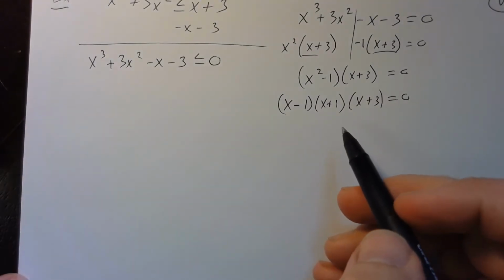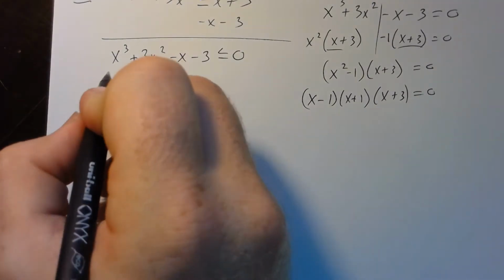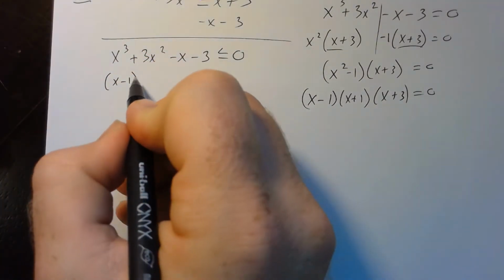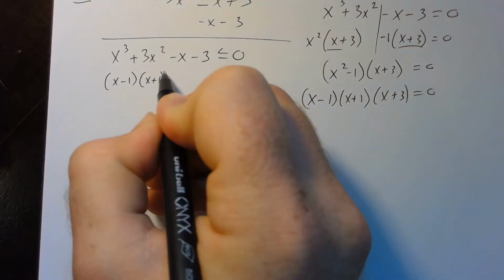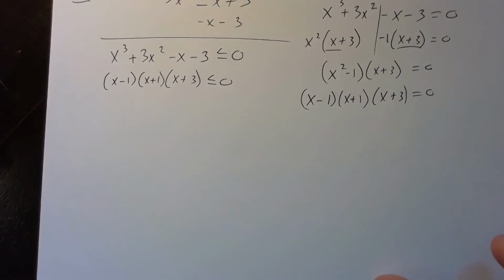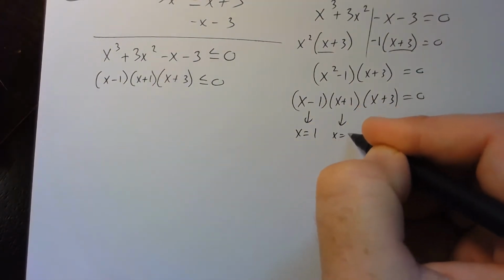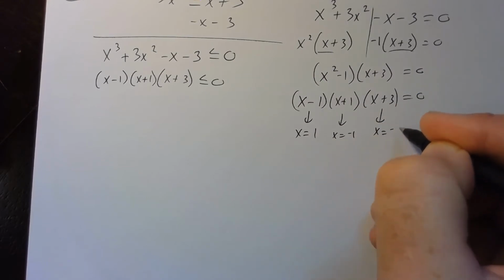Again, in the first quadratic example, what I did was I rewrote those factored terms over here, and that's actually what I'm going to do here to help me check the values later on, giving me this as the inequality when it's all said and done. But each of these are going to give me an x value, so x equals 1, x equals negative 1, and x equals negative 3.